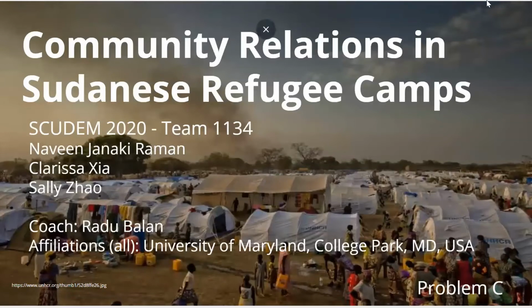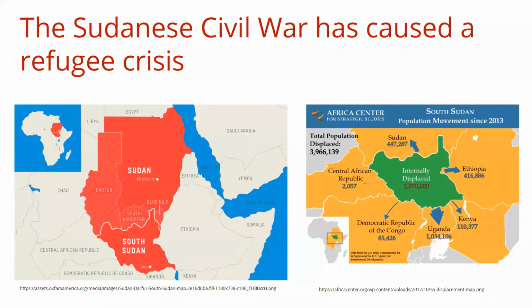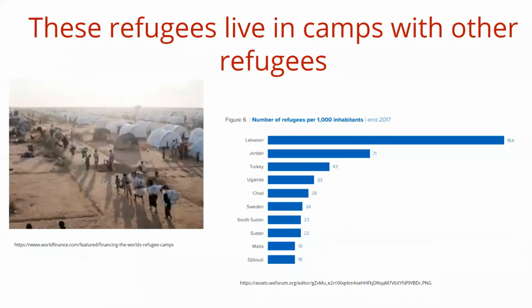We're team 1134, and we're doing a student problem, and we're trying to overview community relations in Sudanese refugee camps. As you know, the Sudanese Civil War was a big crisis where Sudan and South Sudan fought over a big conflict, and South Sudan split off as a separate country. This created a large amount of refugees, many of whom went to different countries, such as Ethiopia, the Democratic Republic of Congo, and Uganda. In those countries, these refugees formed refugee camps, which were headed by the United Nations.